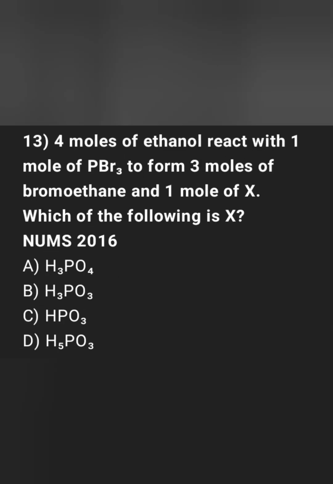13. 4 moles of ethanol react with 1 mole of PBr3 to form 3 moles of bromoethane and 1 mole of X. Which of the following is X? A H3PO4, B H3PO3, C HPO3, D H4PO3. Answer.